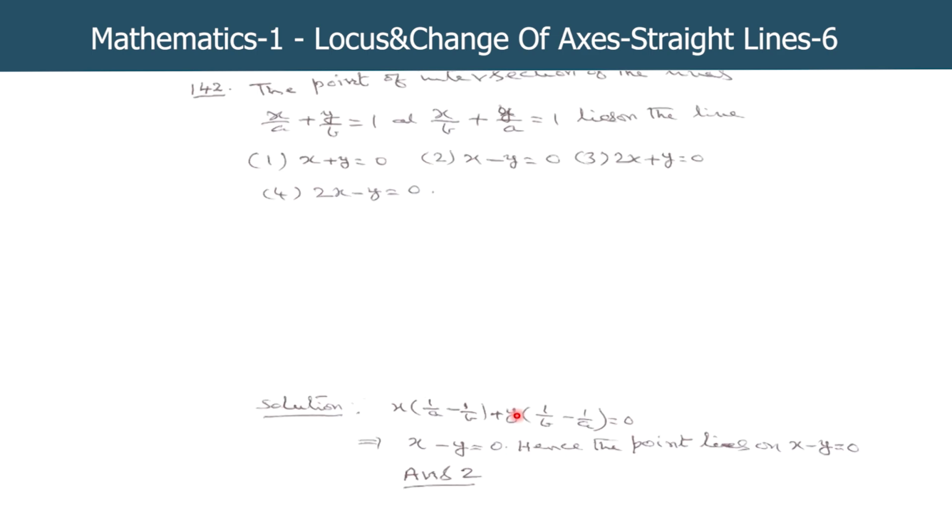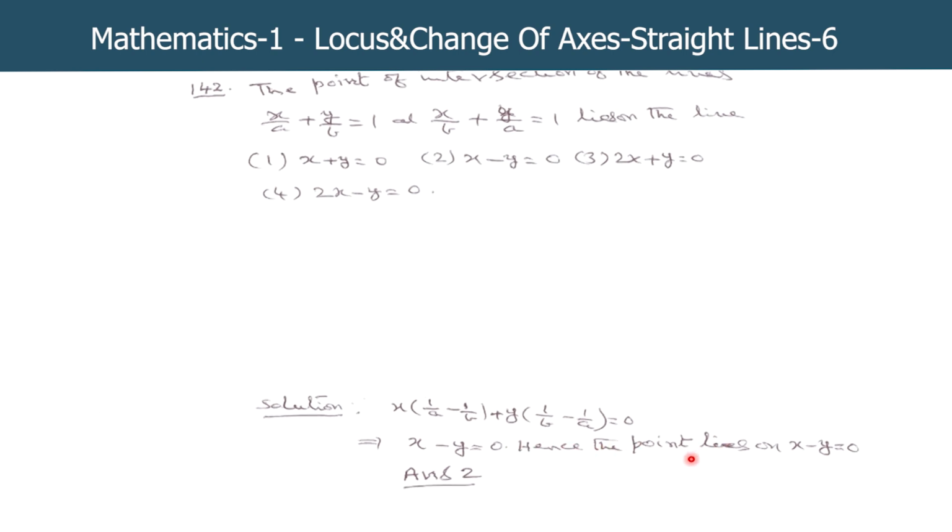142. The point of intersection of the lines x/a + y/b = 1 and x/b + y/a = 1 lies on the line x + y = 0, x minus y = 0, 2x + y = 0 and 2x minus y = 0. So, if you solve those equations, if you subtract one from the other, x into (1/a minus 1/b) plus y into (1/b minus 1/a) is equal to 0, or that is x minus y is equal to 0.